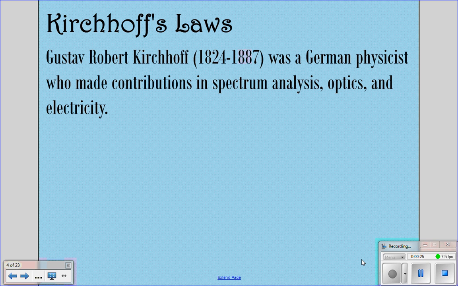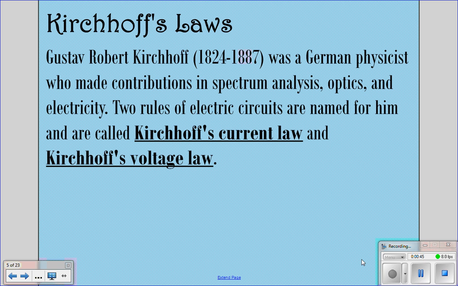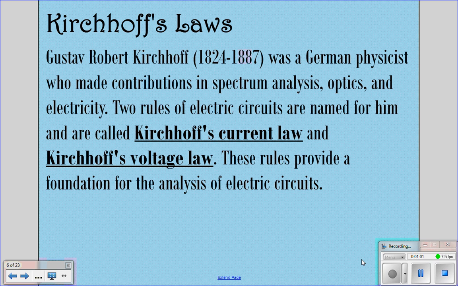Gustav Robert Kirchhoff, from 1824 to 1887, was a German physicist who made contributions in spectrum analysis, optics, and electricity. So all of those areas is where he did research and made contributions. Two rules of electric circuits are named for him and are called Kirchhoff's current law and Kirchhoff's voltage law. So he's got two different laws or rules dealing with electric circuits. These rules provide a foundation for the analysis of electric circuits.